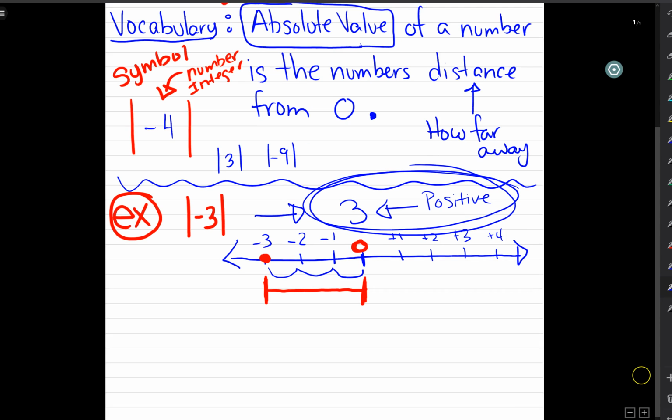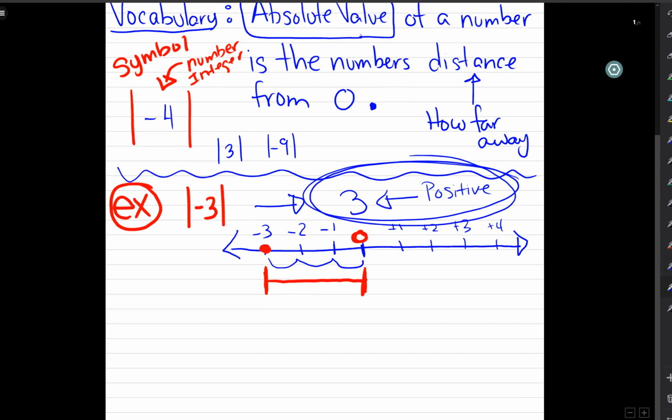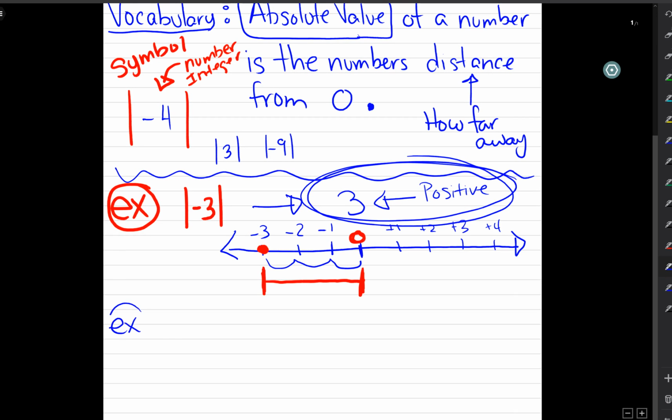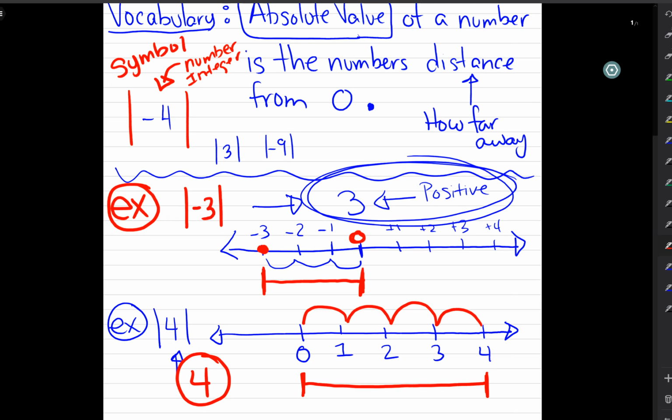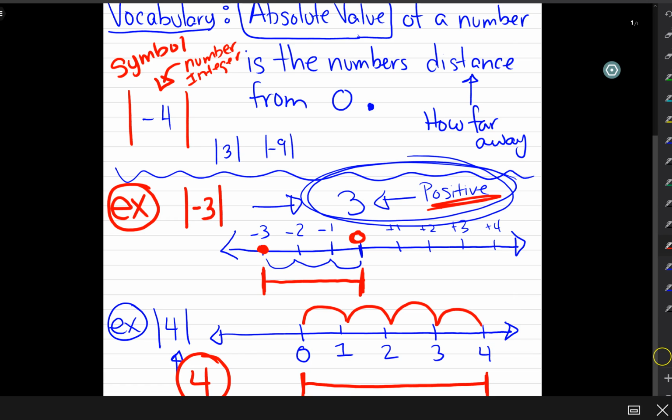So let's look at another one. Example, what's the absolute value of 4? So if I had to do my number line, and I have 0 here, and I have 1 here, and I have 2 here, and I have 3 here, and I have 4 here. Well, my absolute value is going to be, how far away am I from 0? And it's pretty simple. 1 spot, 2 spots, 3 spots, 4. I'm actually 4 away from 0. Remember, my answer is always going to be positive.